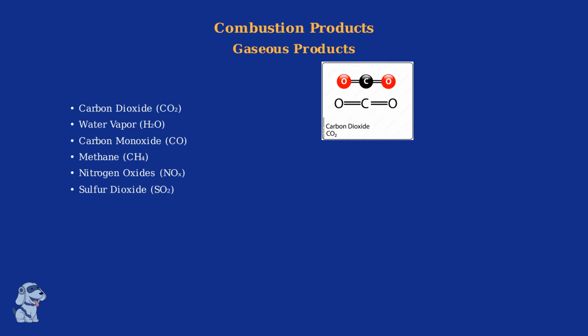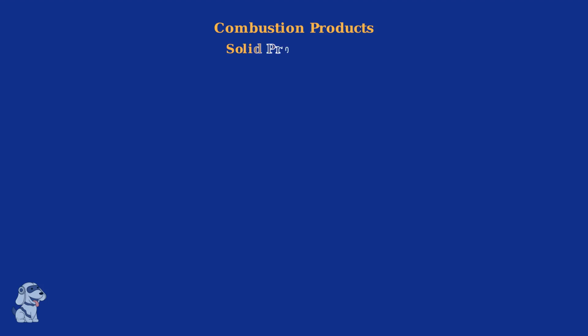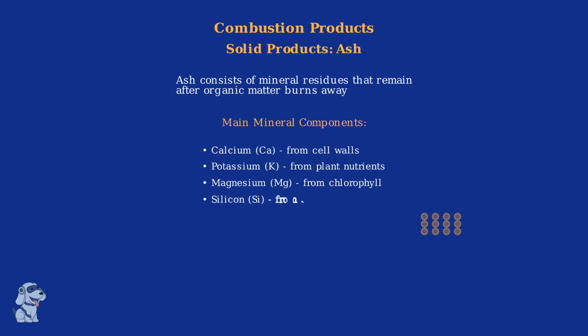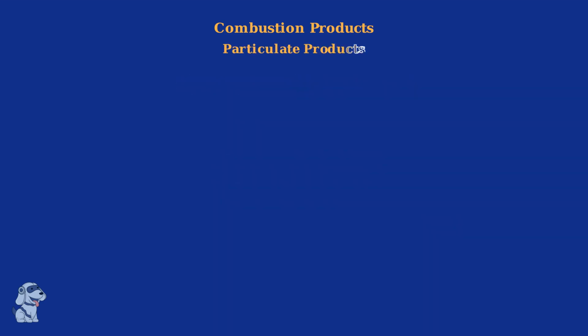Additional gases include methane from pyrolysis, nitrogen oxides from high-temperature reactions, and sulfur dioxide when sulfur is present in the wood. The solid products of wood combustion consist primarily of ash. Ash contains the mineral residues that were originally part of the living tree but cannot be burned. These minerals include calcium from cell walls, potassium from plant nutrients, magnesium from chlorophyll molecules, and silicon absorbed from soil during the tree's growth. Particulate products are fine particles suspended in the combustion gases.